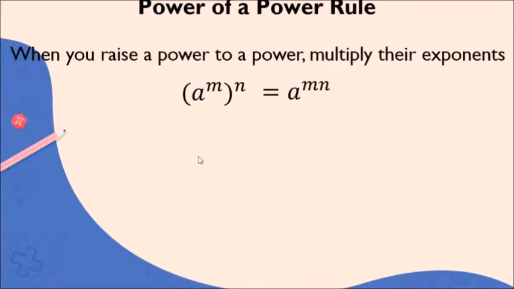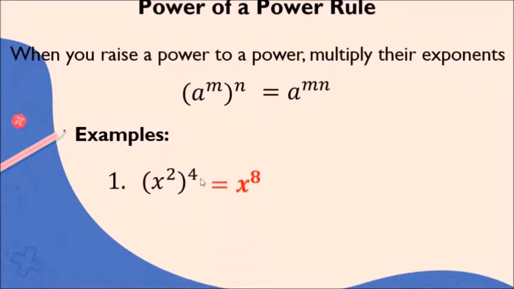So basically, when you raise a power to another power, you copy the base here, which is a, and then multiply the two exponents, m times n. So let's learn more about this one by having these two examples, okay? So the first example would be x squared raised to the power of 4. So in this example, let's copy the base, which is x, and then you multiply the exponents. That is x raised to the power of 8.